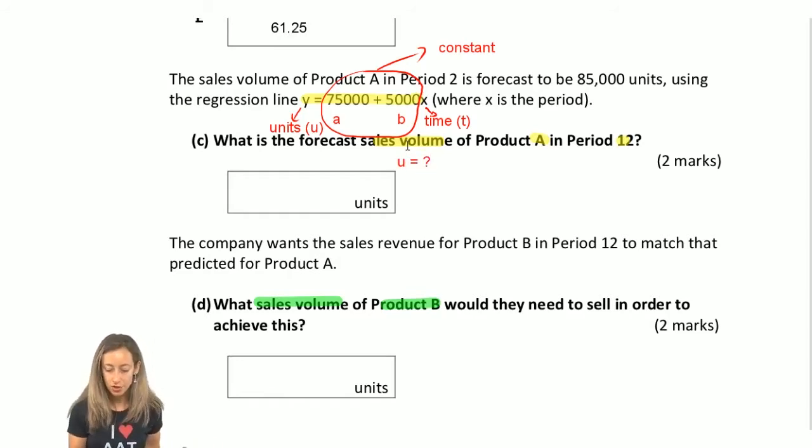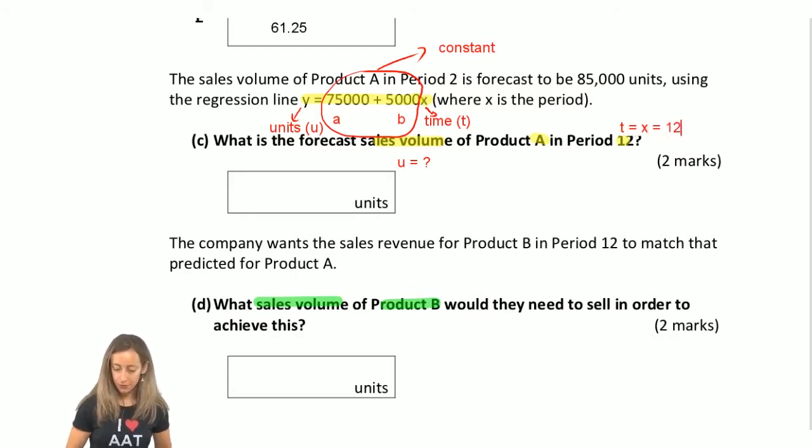Units equal how much? Well, of course, we need to look at what time period X is, what time period we're trying to find this for. The question says period is 12. So T, which is equal to X in our equation, is equal to 12. So we really just have to replace these things in the formula and we should get our answer.